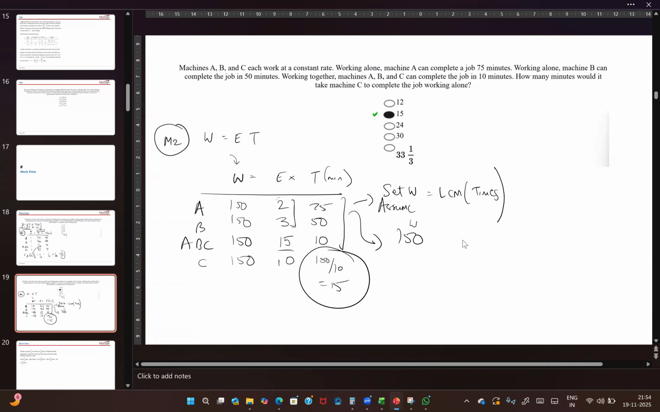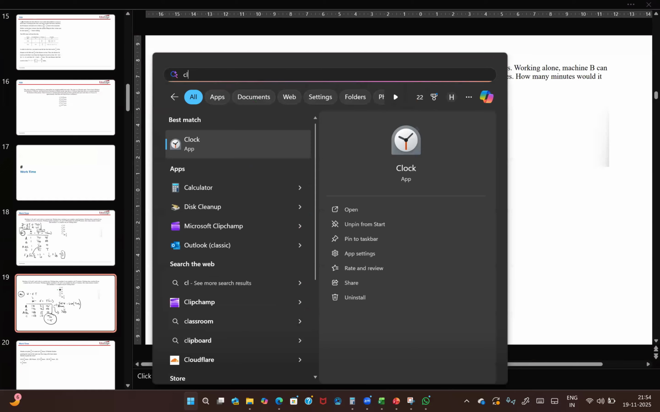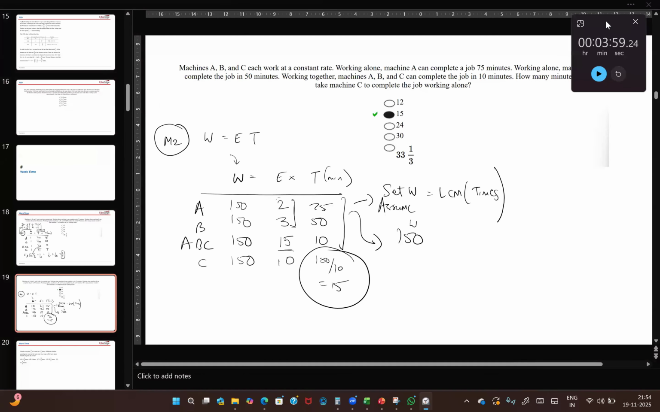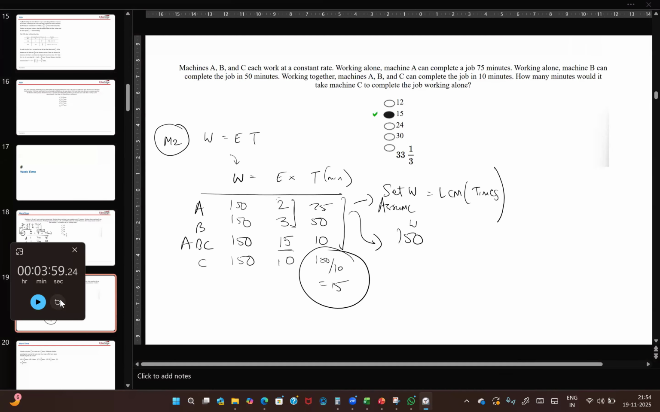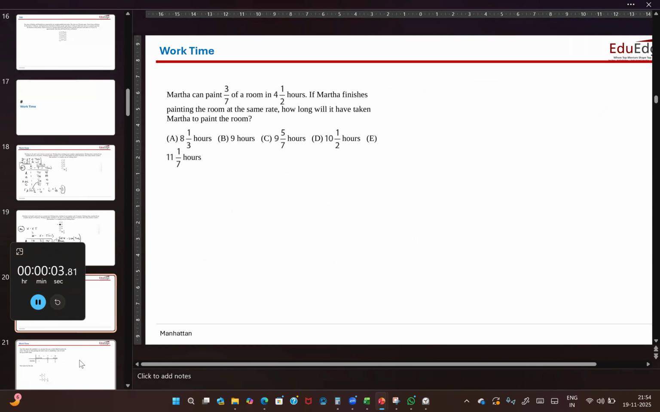Okay. So with this, let's move on and try some other problems. And I'm going to have our clock back. Okay. Next problem. So you can try this. Artha finishes painting the room. What is the ability?